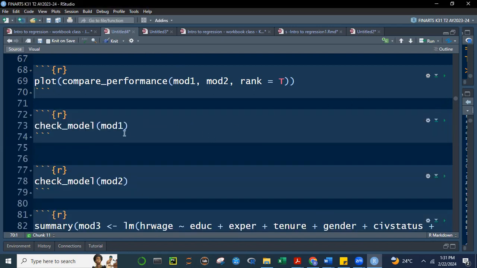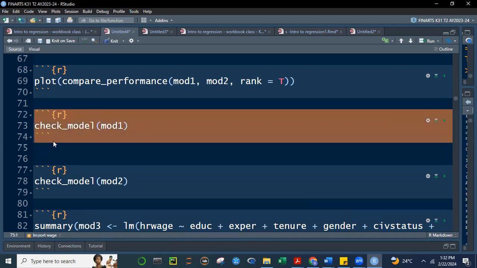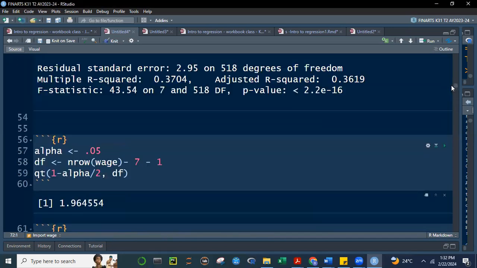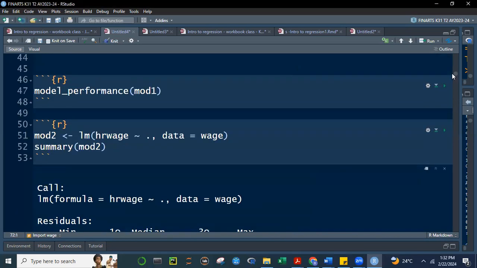Okay, so will not. I'll delete this. Will not. I'll put this here. The model number 1 too.